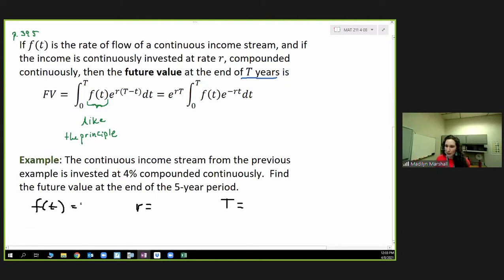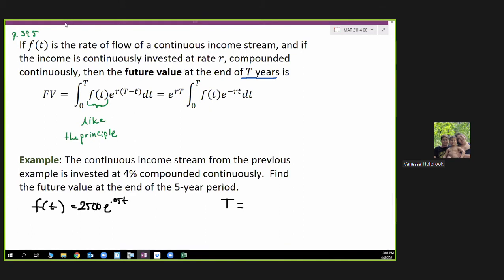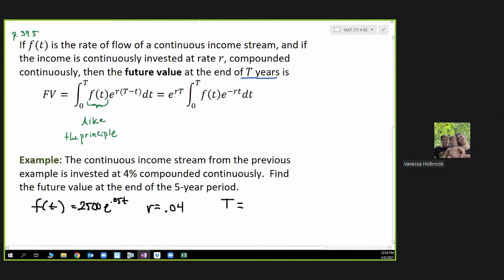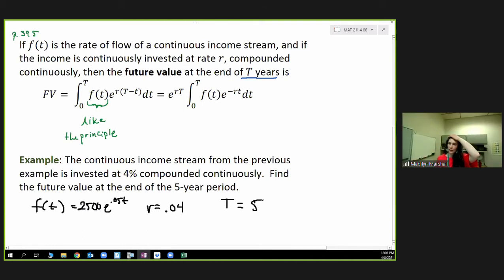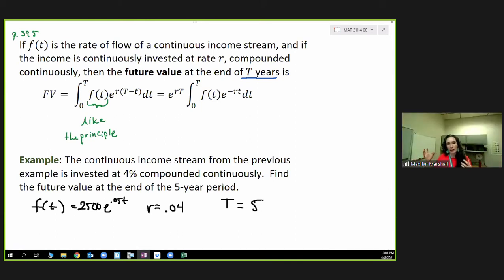So f of t came from the previous example. 0.04 for r. Exactly, 0.04. It's really important to put the interest rate as a decimal. And I assume 5 for T. Yes, exactly. So 5 years is the amount of time that we're watching all of this happen. The vending machine has this continuous income stream and it is being continuously invested into an account. So that 5-year period is what we're looking at.